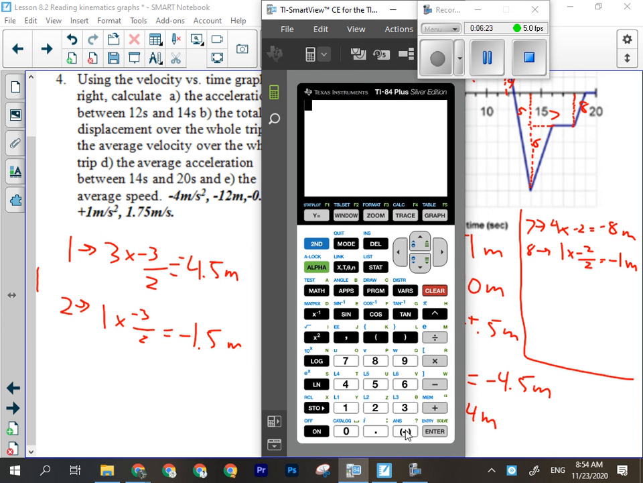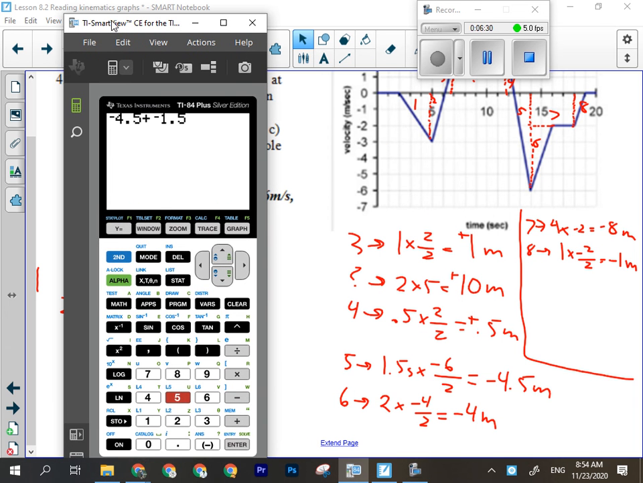So we've got -4.5 plus -1.5, plus 1, plus 10, plus 0.5, plus -4.5, plus -4, plus -8, plus -1. All right, so we got a total displacement there of -12 meters.